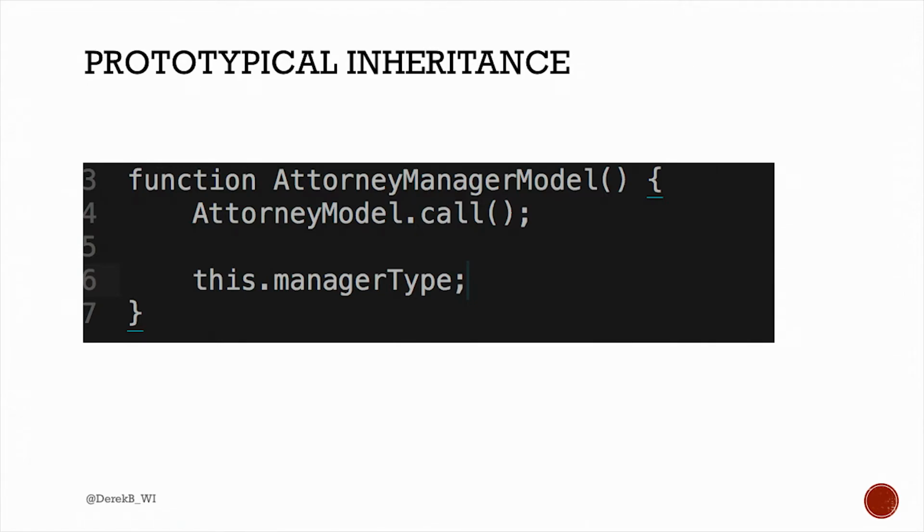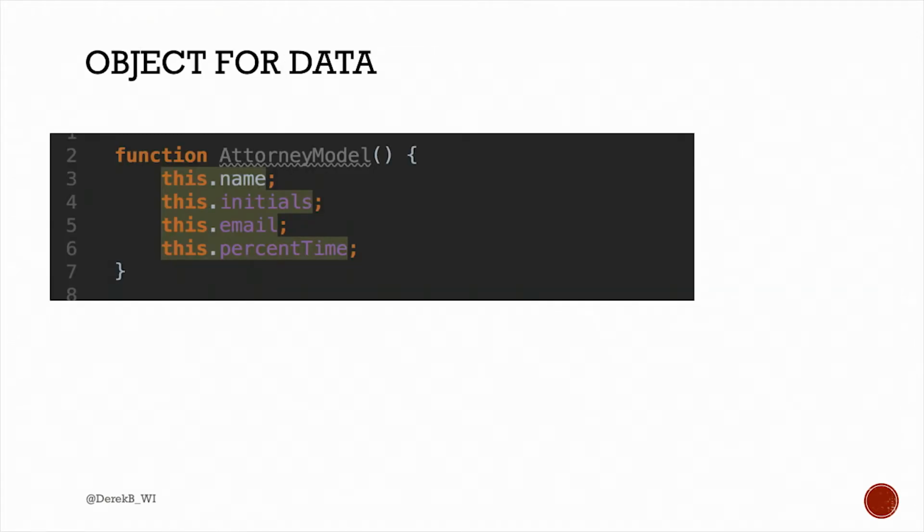Now, with the prototypes in JavaScript, you'll see here one way to inherit what's coming in from your parent class is by doing this AttorneyModel.call. Essentially what that does is it calls the constructor of that, and so it's going to bring in these four variables into your class.